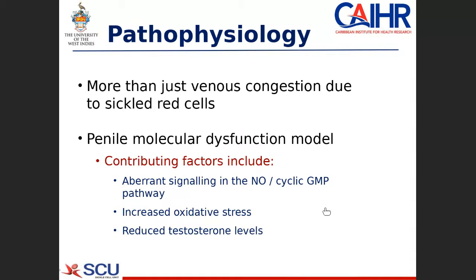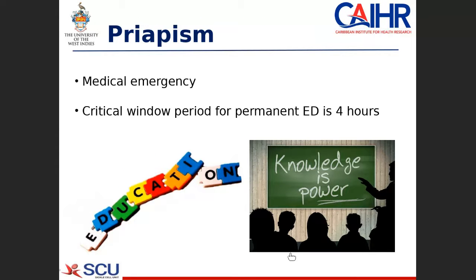Well, the simplest thing is just to say that there is blood flowing into the penis, into the corpora cavernosa. It's getting congested, sickling, not able to flow back out. But the urologist will say there's a lot more going on. There's actually some molecular dysfunction related to increased oxidative stress and reduced testosterone levels. So all of these are contributing factors.